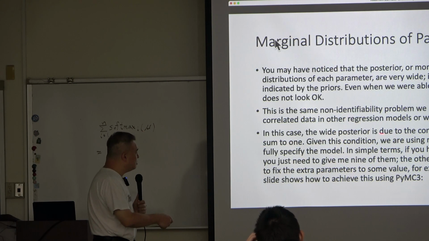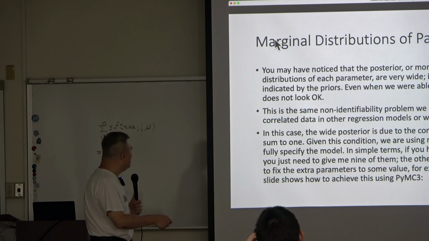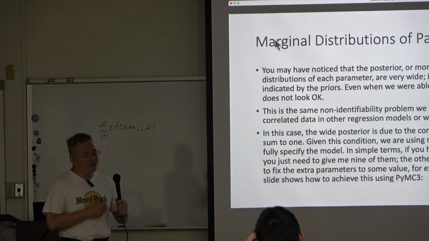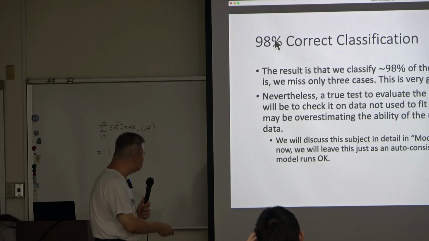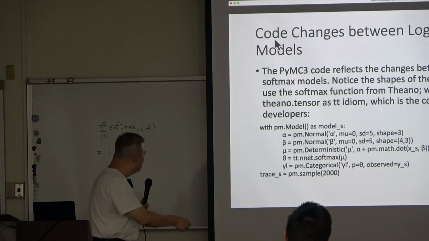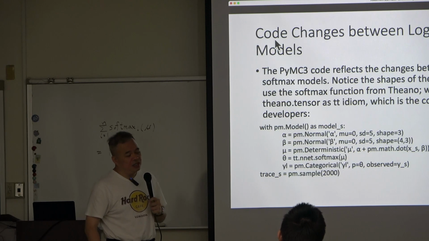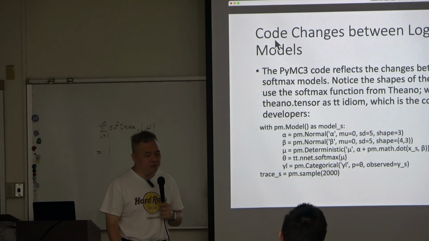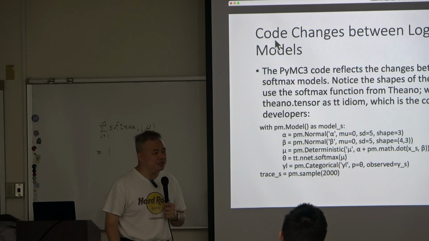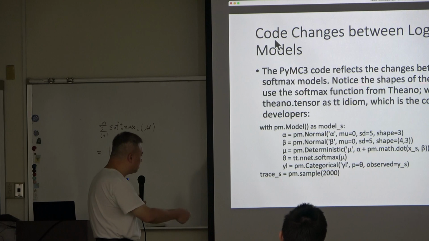In this case, the wide posterior is due to the condition that all probabilities must sum to 1. Look at this model. Even though it is a correct, perfectly fine model, the issue is that it does not include that restriction, because all the probabilities have to sum up to 1. This is one more restriction that is not considered in the model construction.